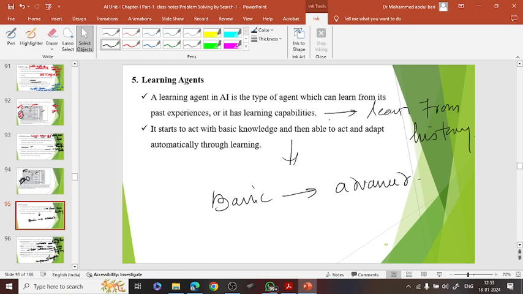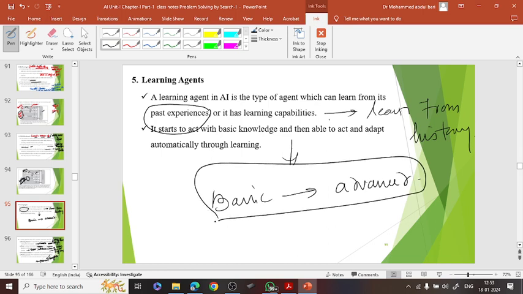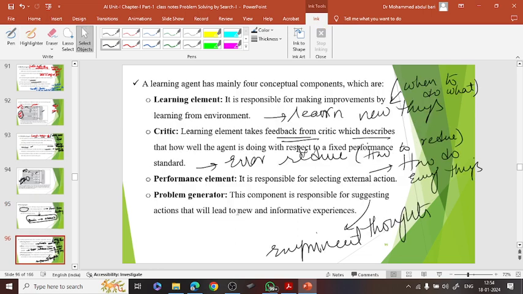The next part is the learning agent, learning based on experience. A learning agent is an AI type of agent which can learn from past experience. It starts to act with basic knowledge, then it is able to learn from that and improve its knowledge. So it starts from the basics and goes to the advanced level. The learning part has about four parts. One is the learning element, which learns new things.